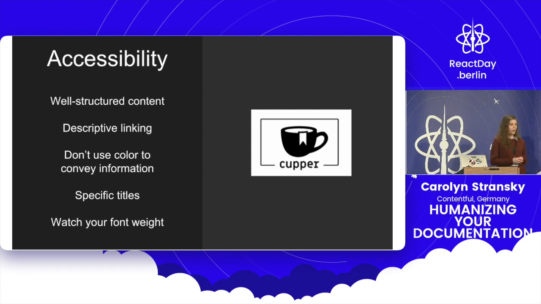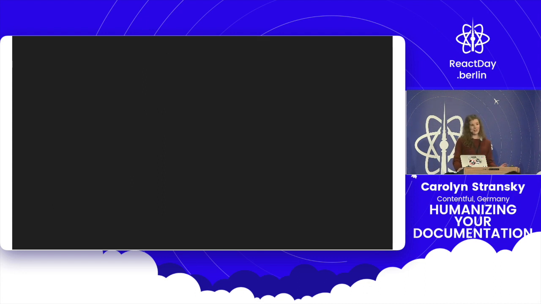And another tool for all of these is Cupper, which is a documentation builder built by Heydon Pickering, and it's for inclusive design. And he also has on his GitHub an inclusive design checklist that you can also use while building out your features and your docs.